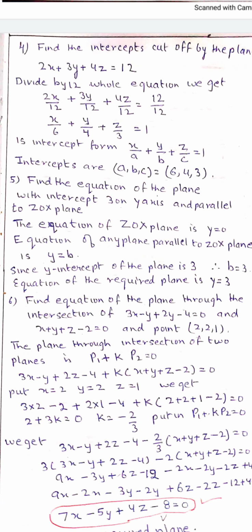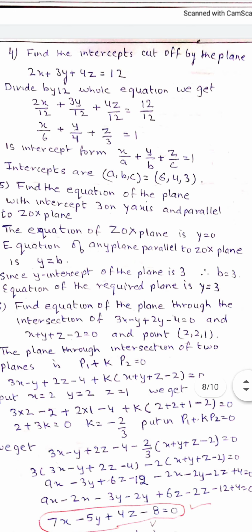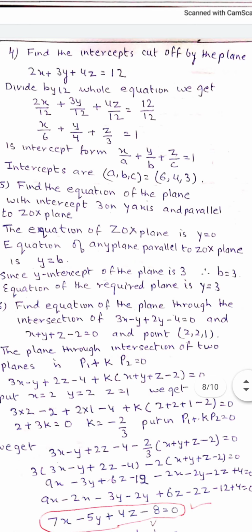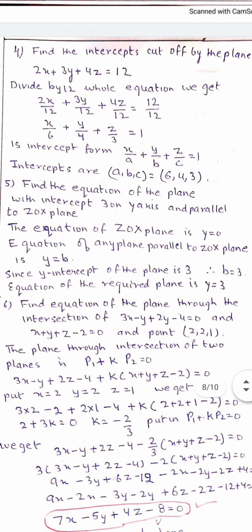Find the equation of the plane with intercept 3 on y-axis and parallel to z-x plane. The equation of ZOX plane is y equal to 0. In class 11, we have studied that the y coordinate of the ZOX plane is 0. So the equation of any plane parallel to ZOX plane will be y is equal to b.